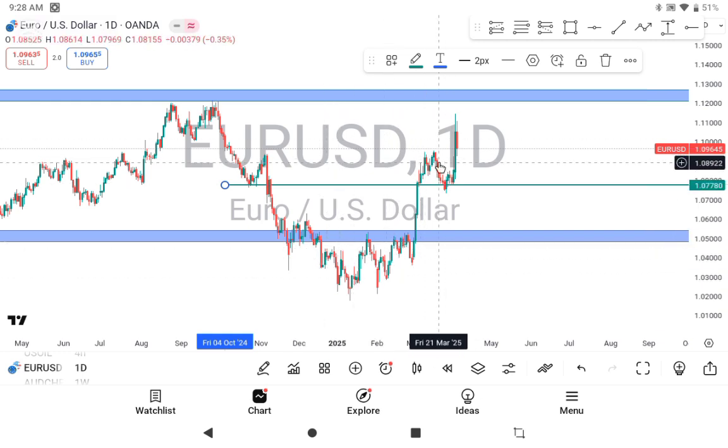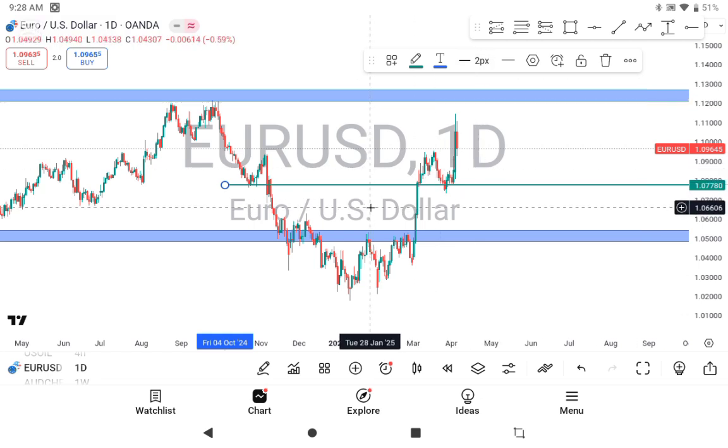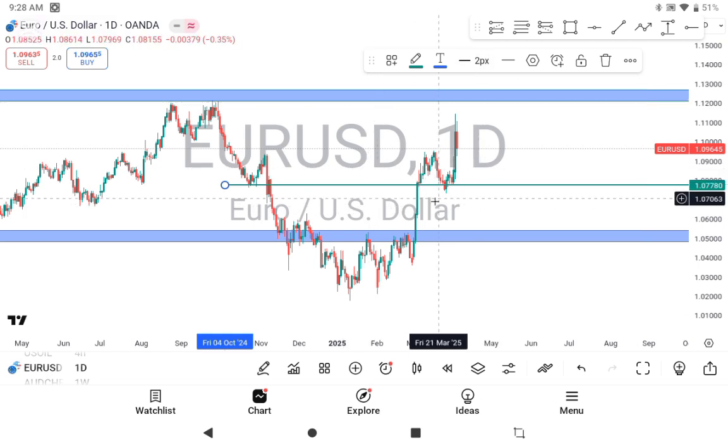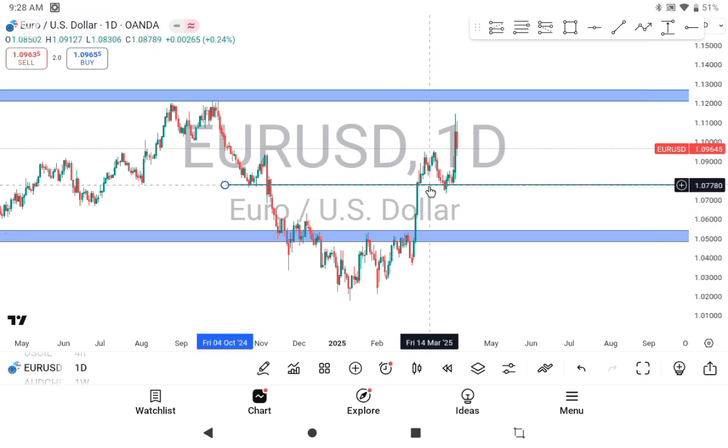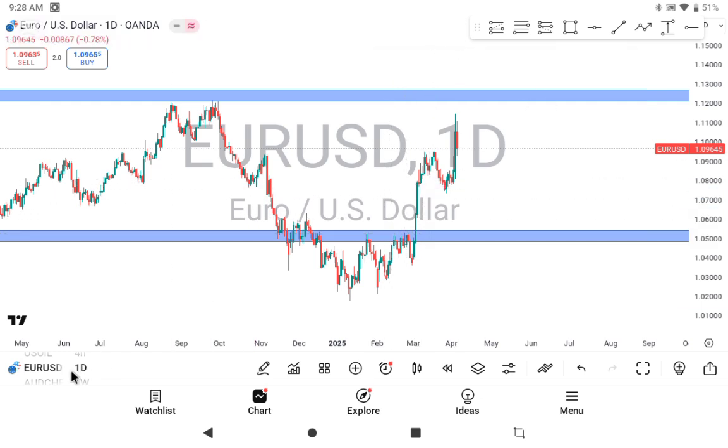But Euro USD did not fulfill that. Instead it sustained above this support level and rallied to the upside. So let's go back to the higher time frame to have a quick review on Euro USD. Let's see what Euro USD is doing. Now let's start from the monthly time frame first.